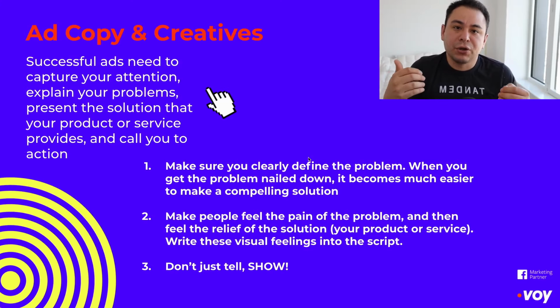It's actually all the hooks that you can use in your ad. Number two, you want to make people feel the pain of the problem and then feel the relief of the solution. And this depends on your product or service. Really what you want to be thinking about is to write these visual feelings down and then you can turn those into a script. And number three, don't just tell, show. Obviously, a lot of people watching this probably know this is why UGC content works really well, because you're not just telling, you're also showing the product getting used or in the use case that you know the consumer wants.